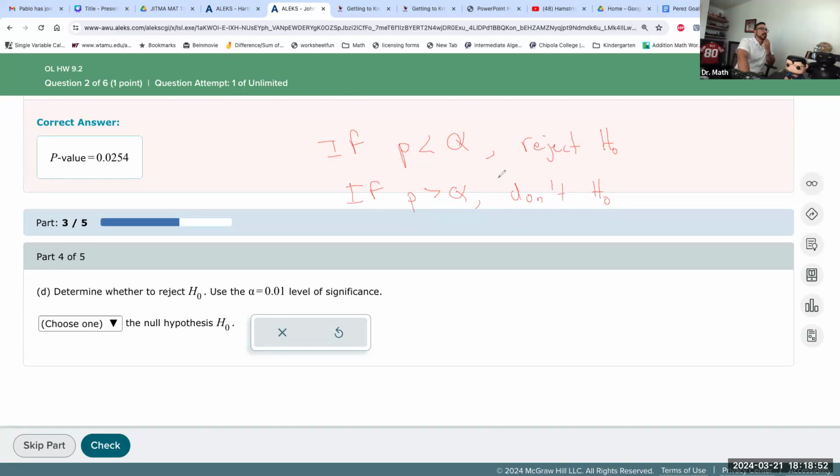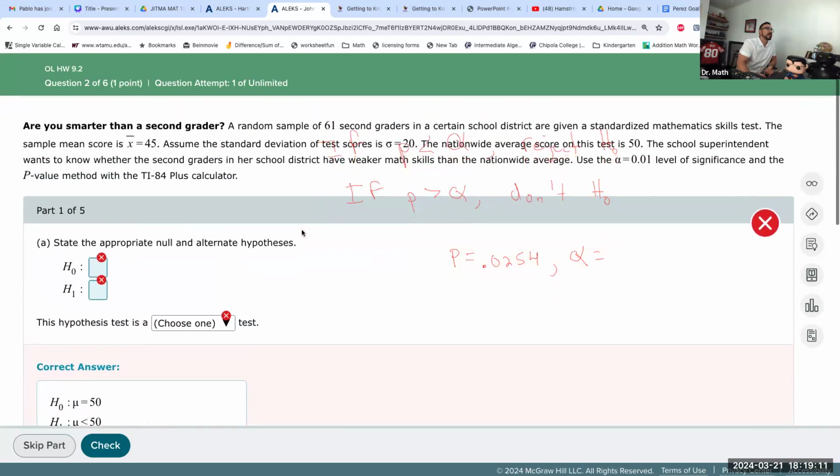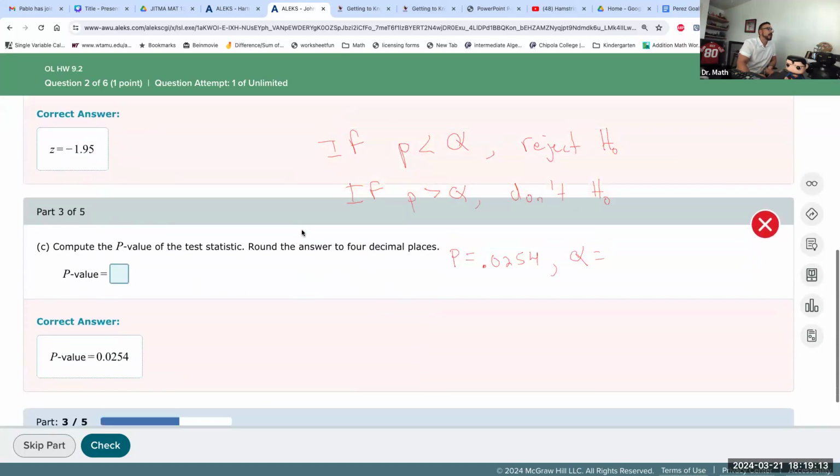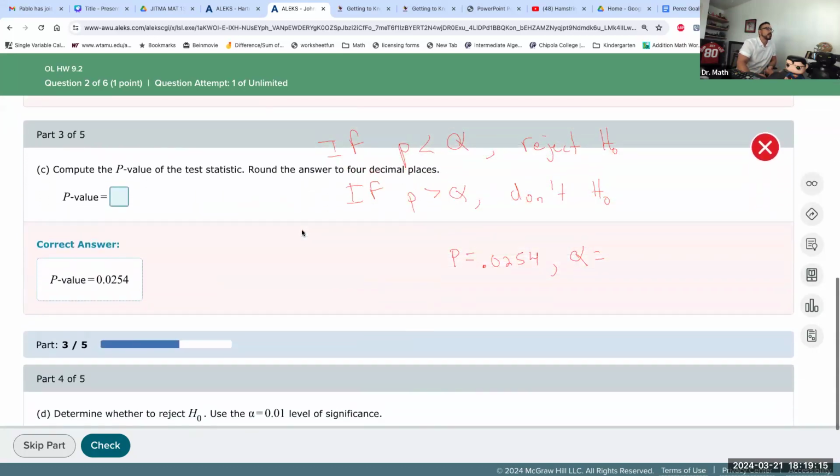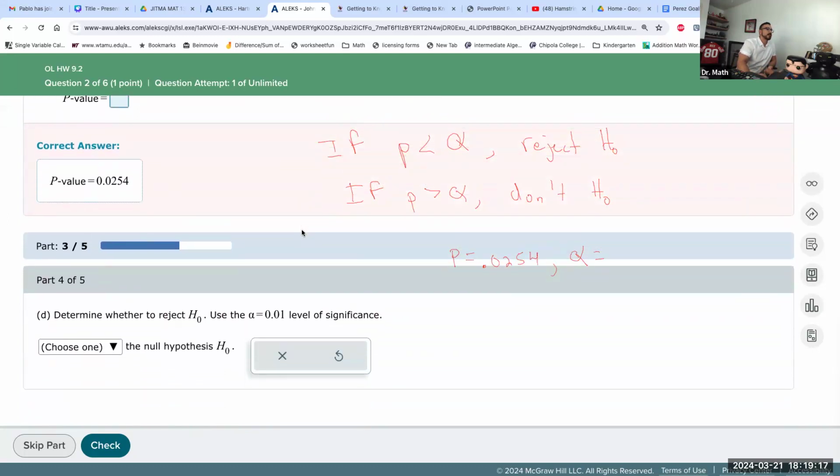Right. So in our situation, what I like to do is always identify, I know I'm not writing neat, but I write down my p-value, 0.0254. And then I look at my alpha level. This is always going to be given, the alpha level, right? Let's see, what did they give us? I think it was 0.01 for this problem. So alpha was 0.01. Oh, it has it right here, duh. 0.01.